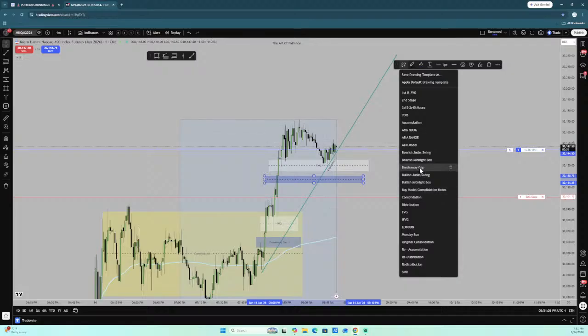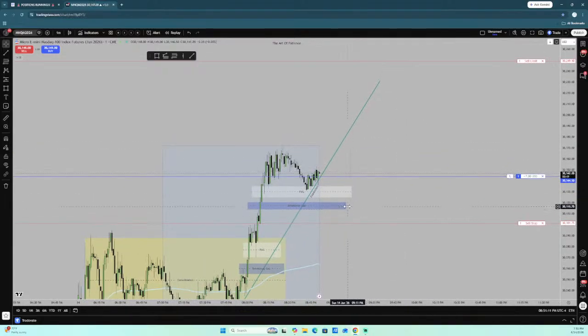So let's see. And then we're also getting close to 9 p.m. That is the end of the Asian session macro, according to ICT. So we'll see how it goes.